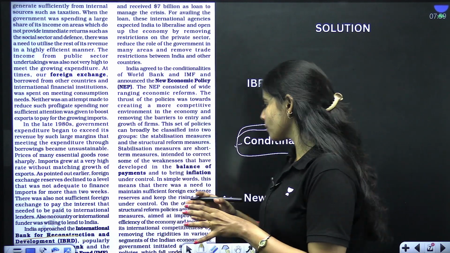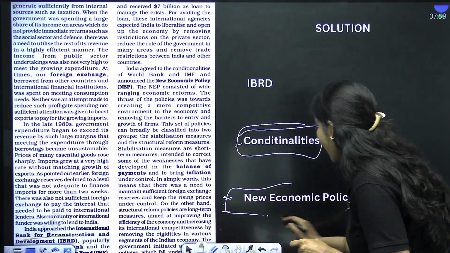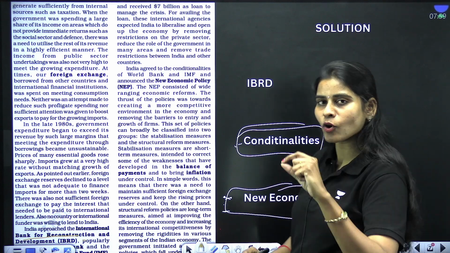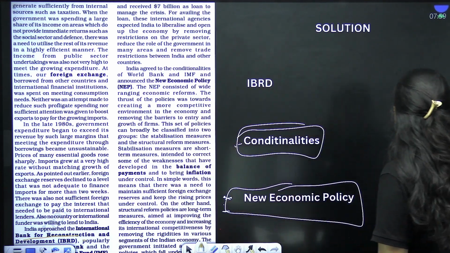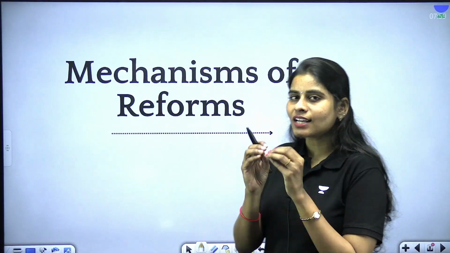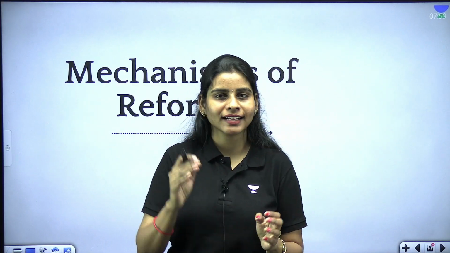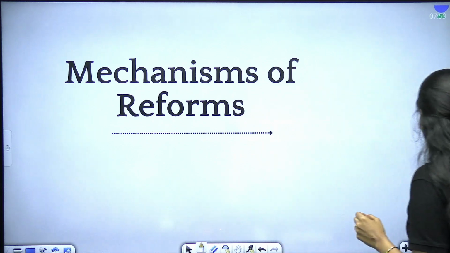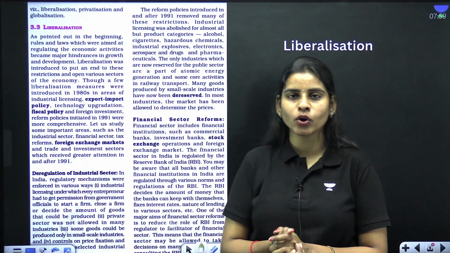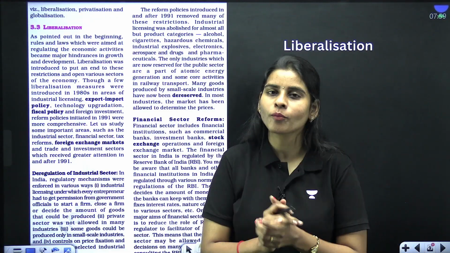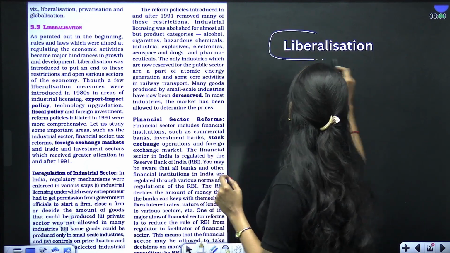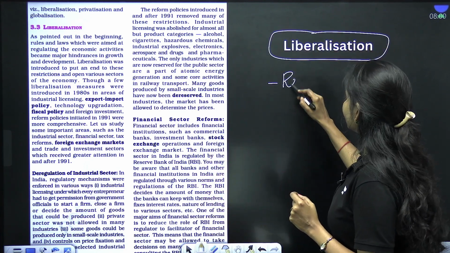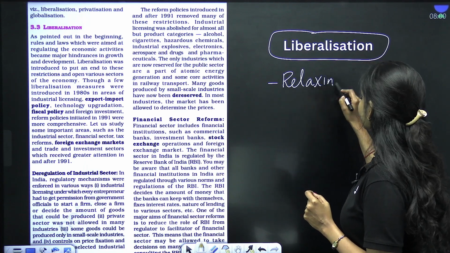So what is the outcome that you have to remember here? Now we are moving towards the new economic policy as a major outcome of this 1991 BOP crisis, where we are going to study the economic reforms and the mechanisms in detail. So let us start with the first important reform that we took, that is liberalization. So what is meant by liberalization? It is simply relaxing the rules and regulations.